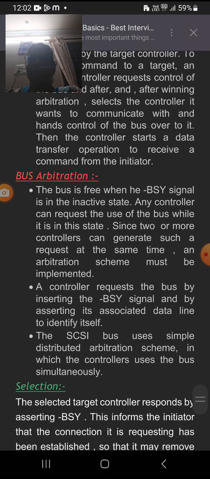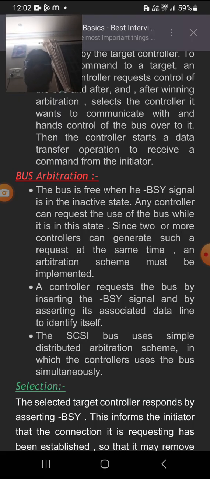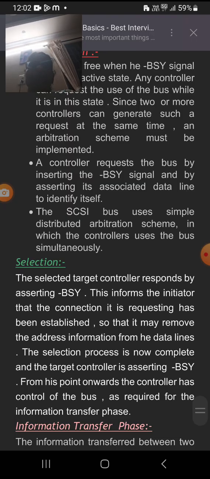Bus arbitration: the bus free signal is essentially in an inactive state. Any controller can request the use of the bus when it is in this state. Two or more controllers can generate such requests at the same time, and arbitration schemes must be implemented. The controller requests the bus by asserting the busy signal and by asserting the associated data line with its own identity. This bus uses a simple distributed arbitration scheme in which the controllers use the bus simultaneously.